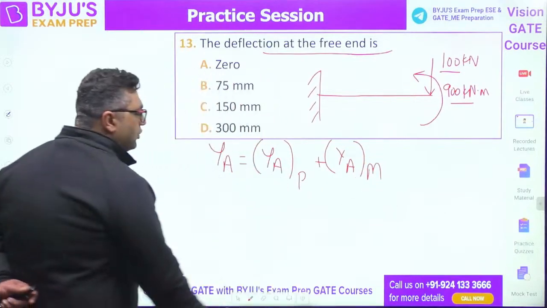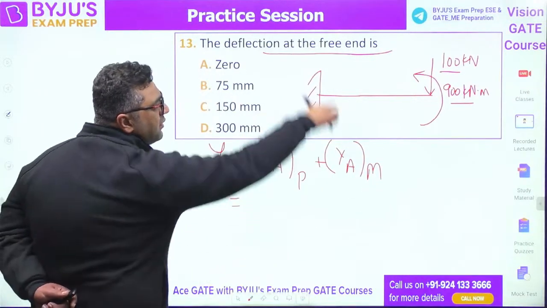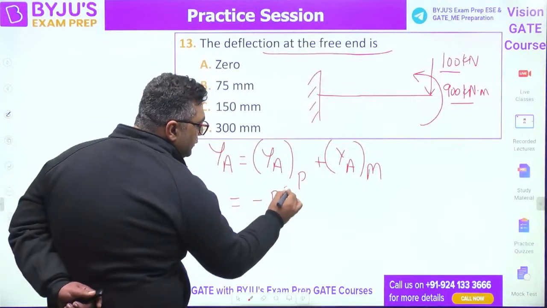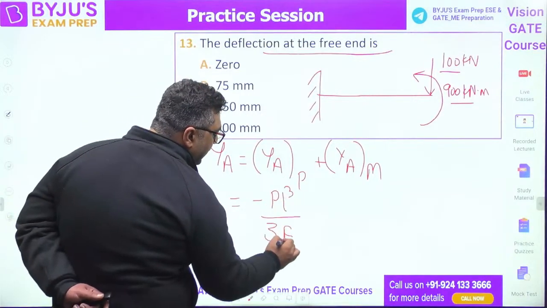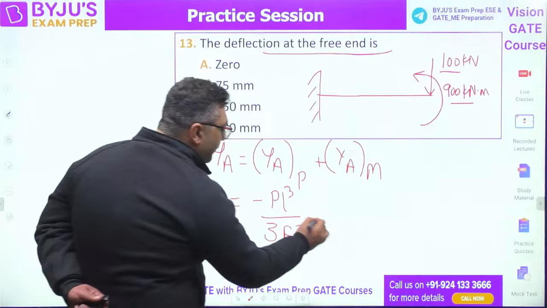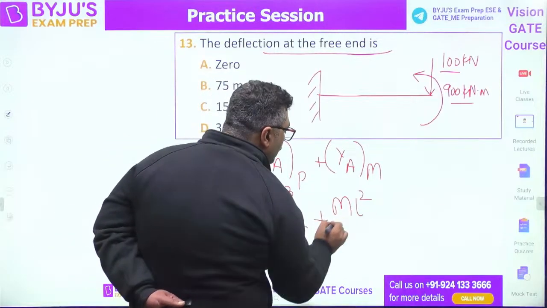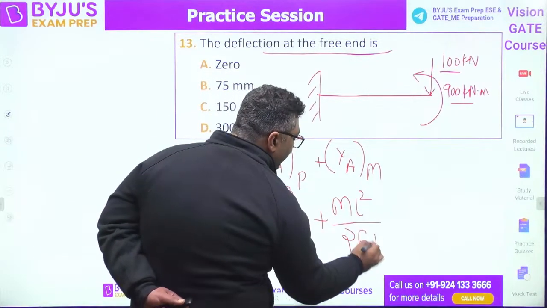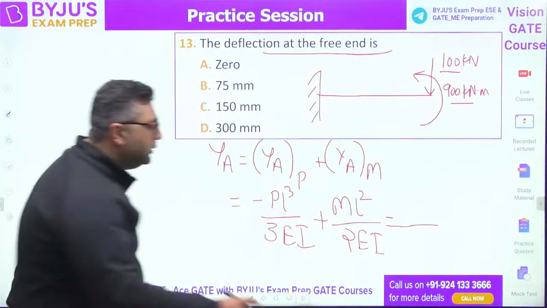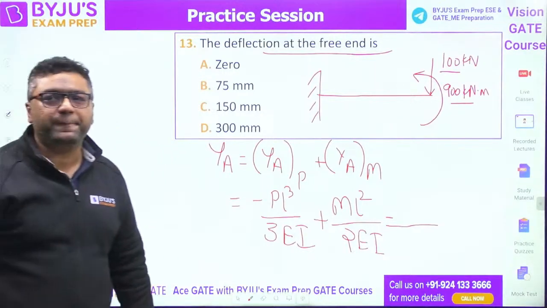Just try to find out. You know the formula because of forces. Force is downward, so minus PL cube upon 3EI. I have shown you the table, plus ML square upon 2EI. So guys, just put the value, get the answer. This would give you the deflection at A.